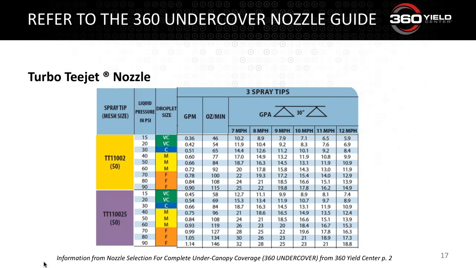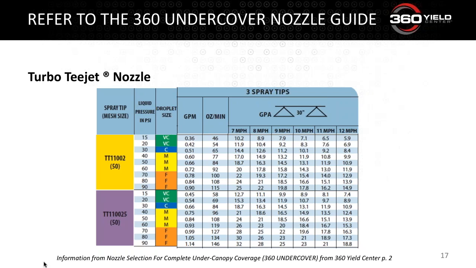The next column is droplet size, and this is really important, because if you just read the label or talked to the BASF rep and he said, for this particular fungicide, we'd really like to target either medium or fine droplet sizes, this is going to be important to you. Then we look at gallons per acre, ounces per minute. Let's not get too hung up on that. We've done the math for you in these charts, because these are specific to undercover in a 3 spray tip configuration.